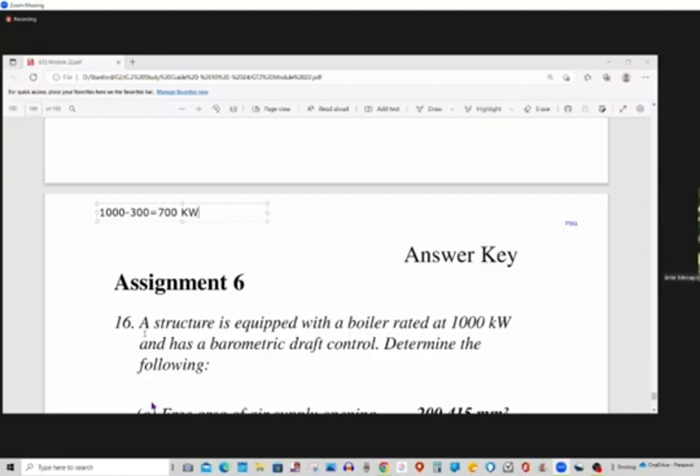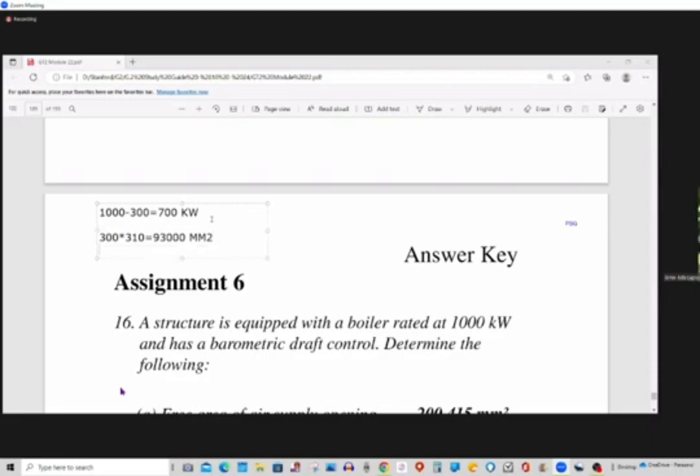Okay. For each kilowatt, 310 square millimeters. So the first 300, yes. Okay, so 300 times 310, each kilowatt 310. How much is going to be? 93,000, right? Yeah. 93,000 square millimeters. Then 1,000 minus 300 is 700.